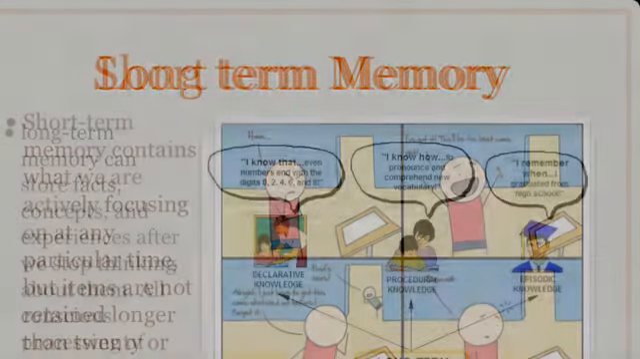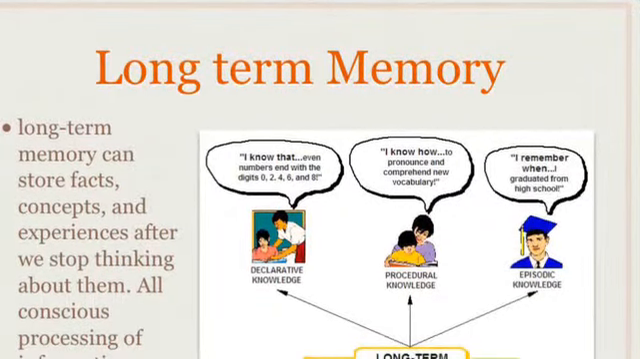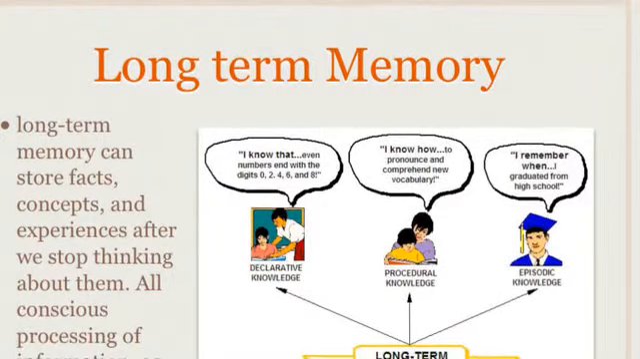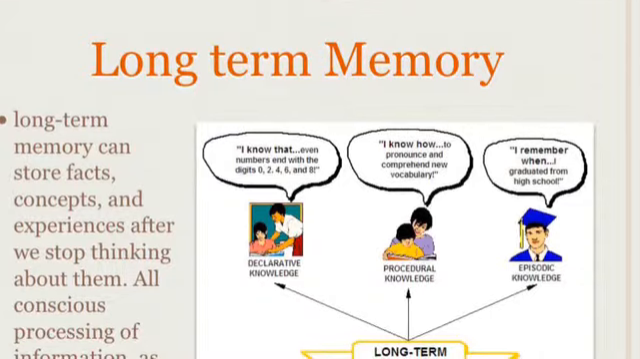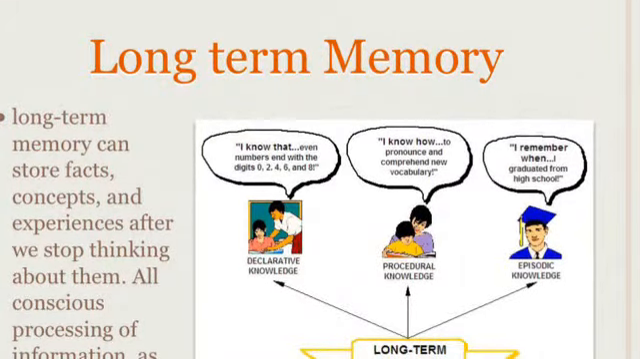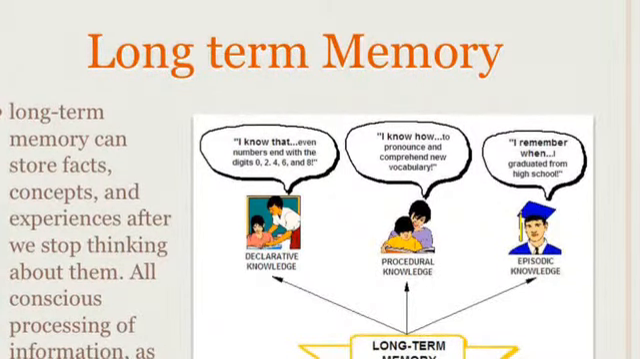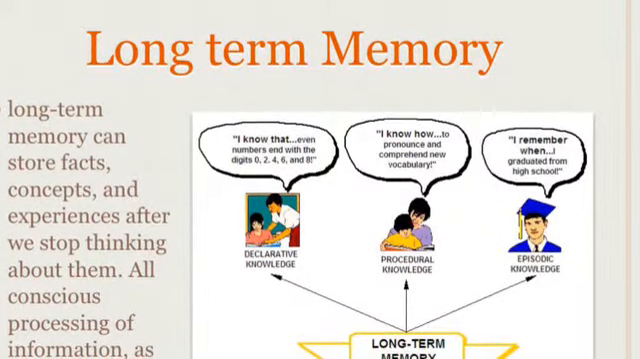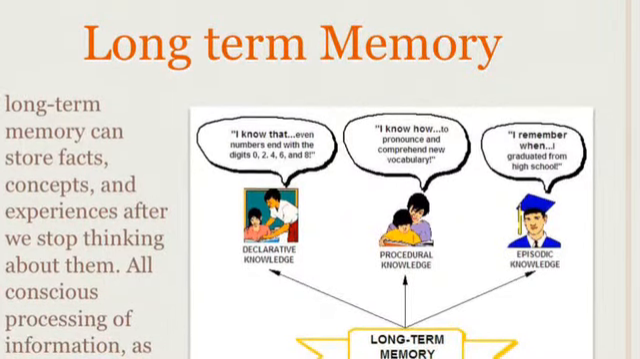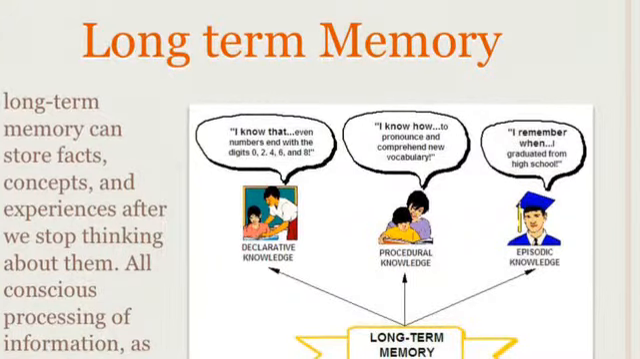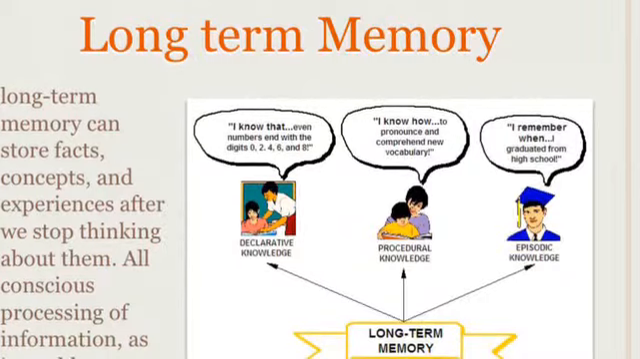And the second is long-term memory. On the other hand, long-term memory can store facts, concepts, and experience after we stop thinking about them. All conscious processing of information, in problem solving for example, involves both short-term and long-term memory as we repeat, rehearse, and recycle information. The memory trace is strengthened, allowing that information to move from short-term memory to long-term memory.